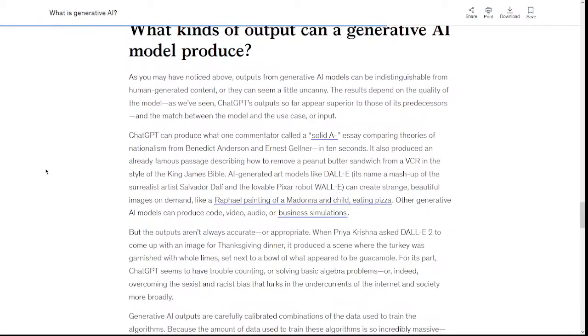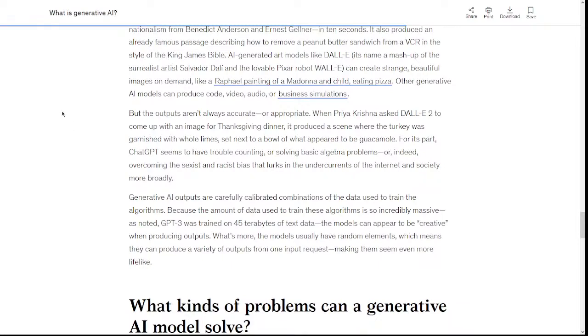Okay. Let's see. Turkey was garnished with whole lime set in a star bowl, which appeared to be guacamole. It's part ChatGPT, so it can do basic algebra problems.